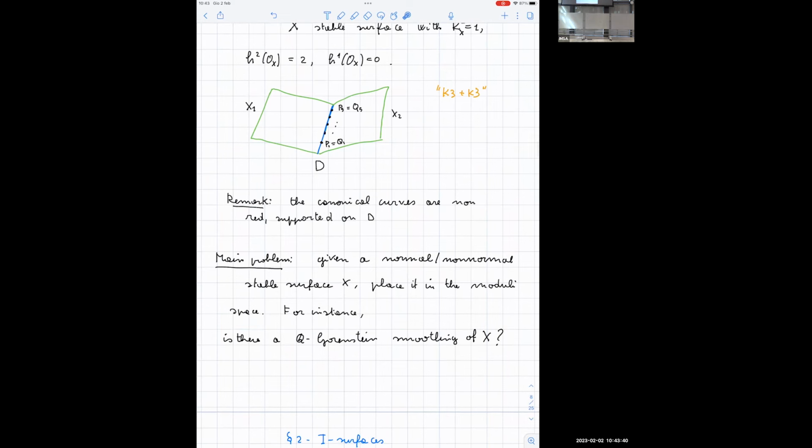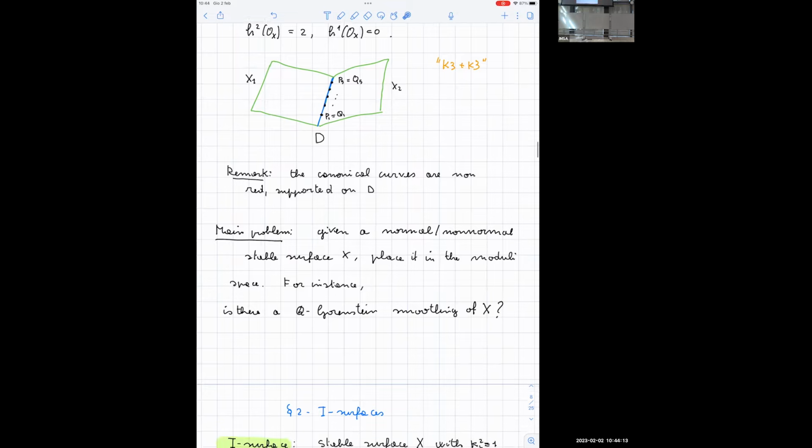So, these constructions are not so hard to perform, at least in some cases. The problem is to know where the surface you have constructed lies in the moduli space. Usually you want to know if it's in the closure of the main component, if it's a limit of smooth surfaces, or it lives somewhere else. And that's the harder part in this kind of analysis.